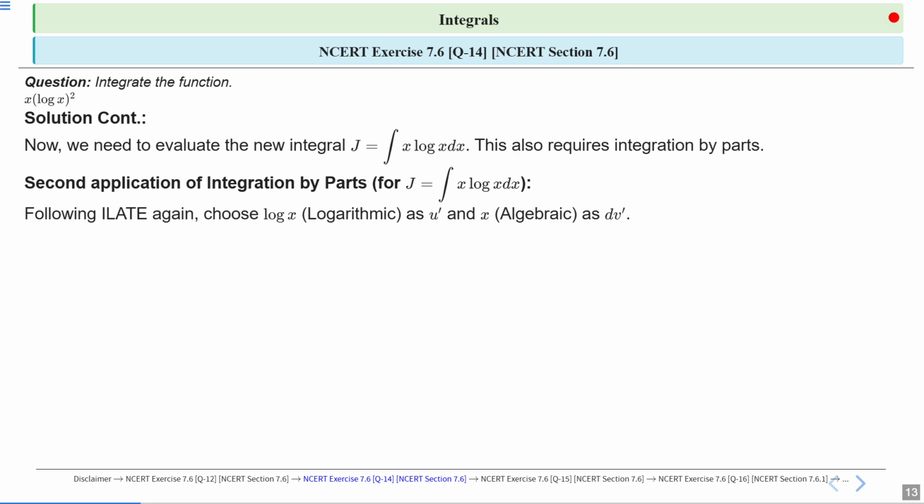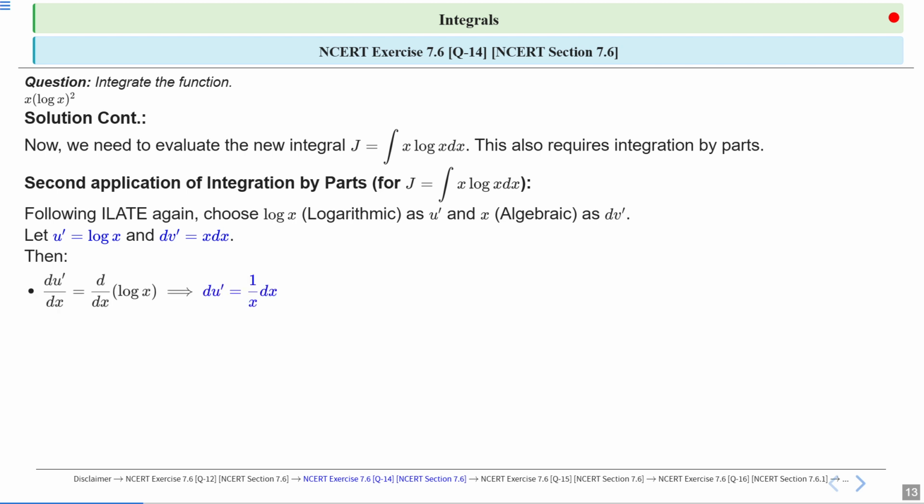Let's consider it as J is equal to integration of x log x dx. We apply the ELIATE rule to choose u' and dv'. So u' is equal to log x and dv' is equal to x dx by the ELIATE rule.